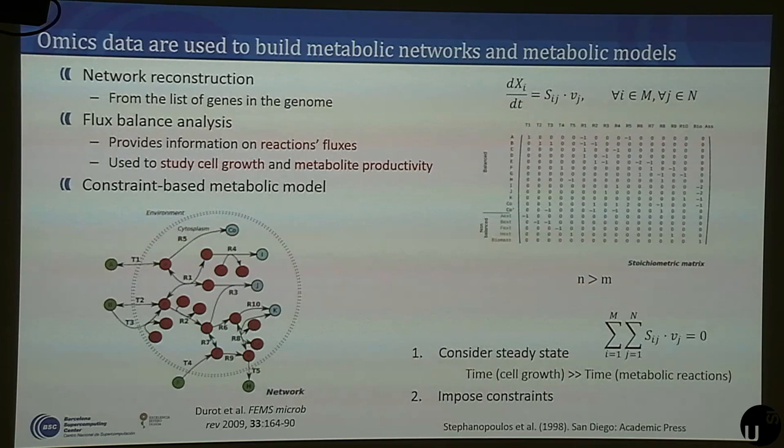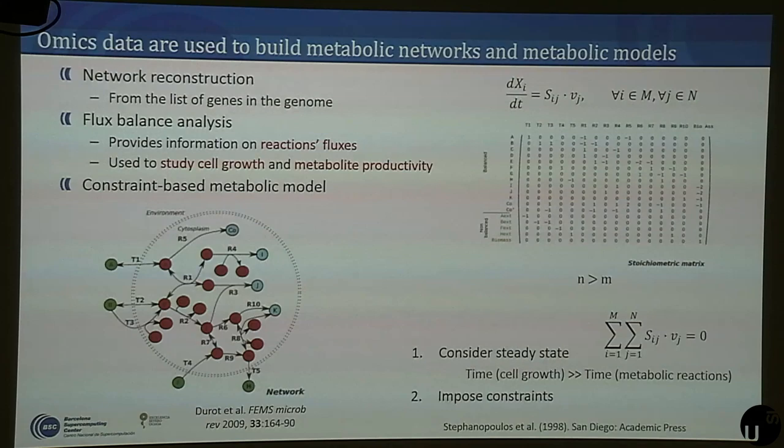So you can apply steady state on the reactions in order to study the cell growth. For you, the internal metabolites will not accumulate or degrade because they will be in a steady state. So everything that is produced is degraded. And then you will study this cell growth, and you will impose constraints, which is why it's called a constraint-based metabolic model.